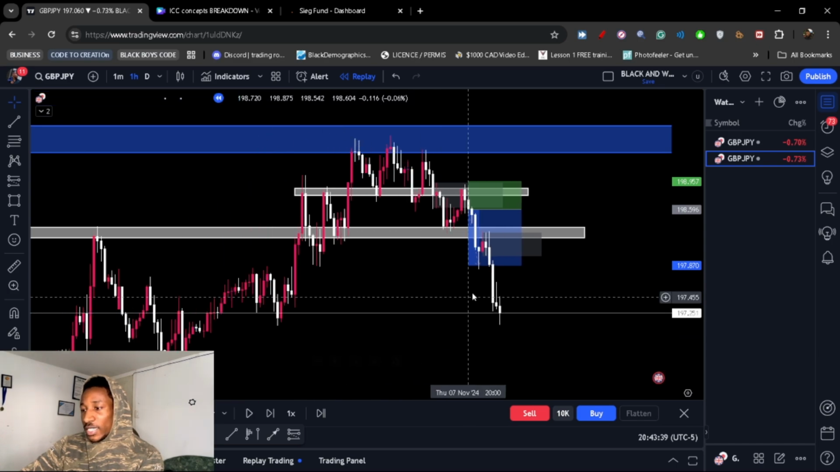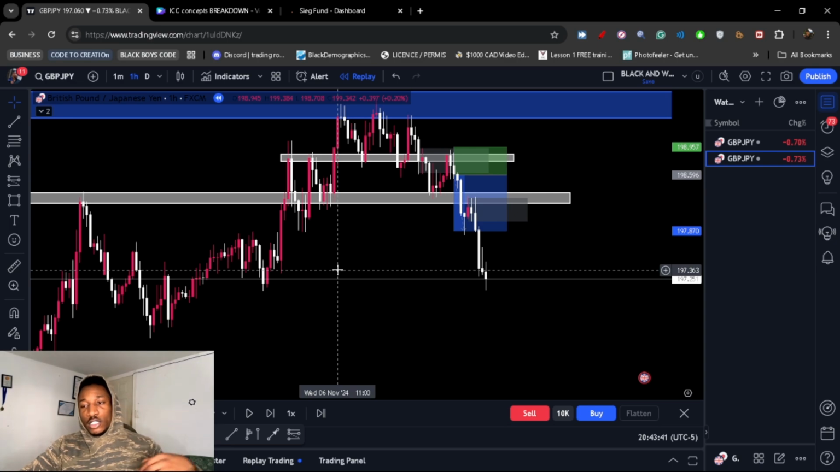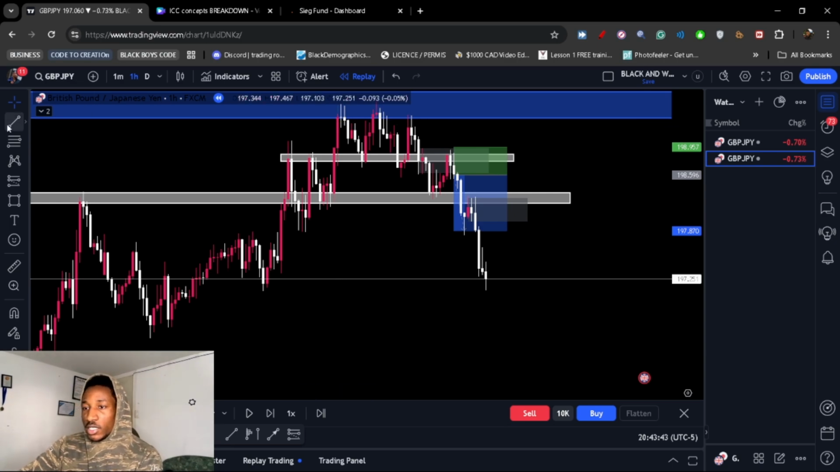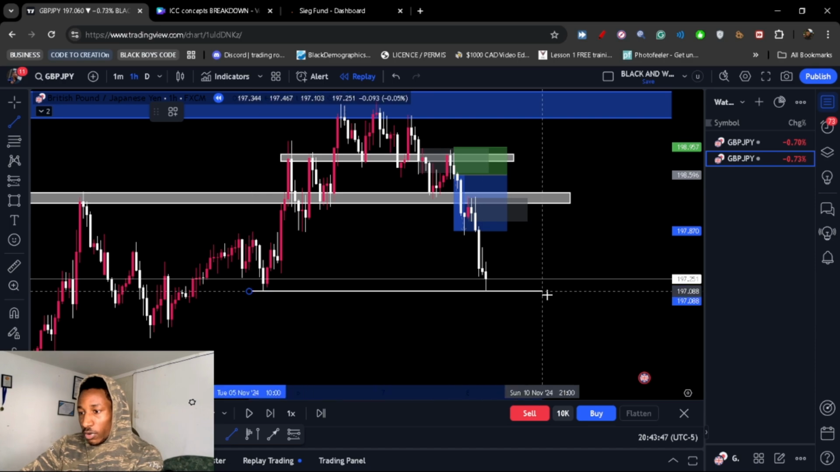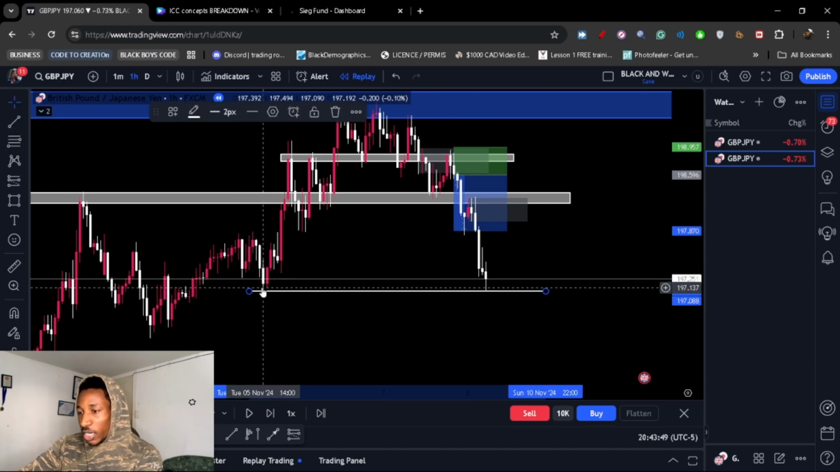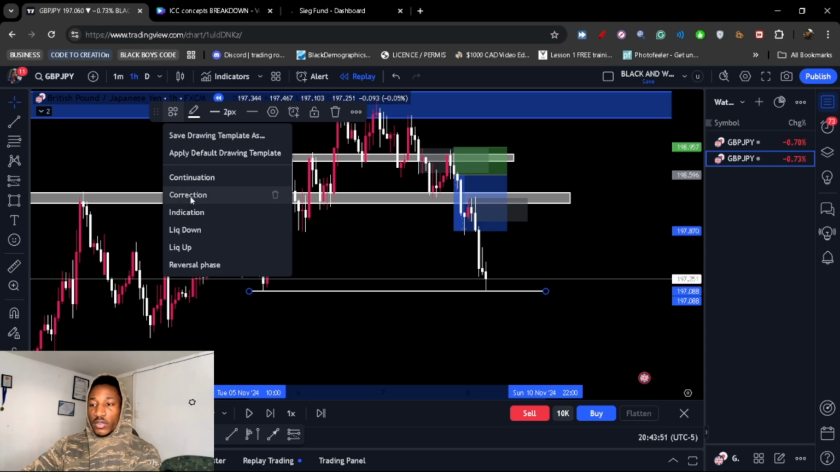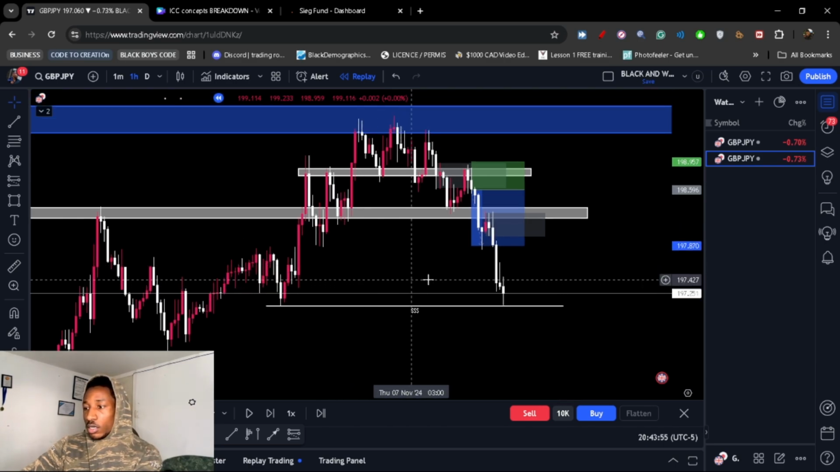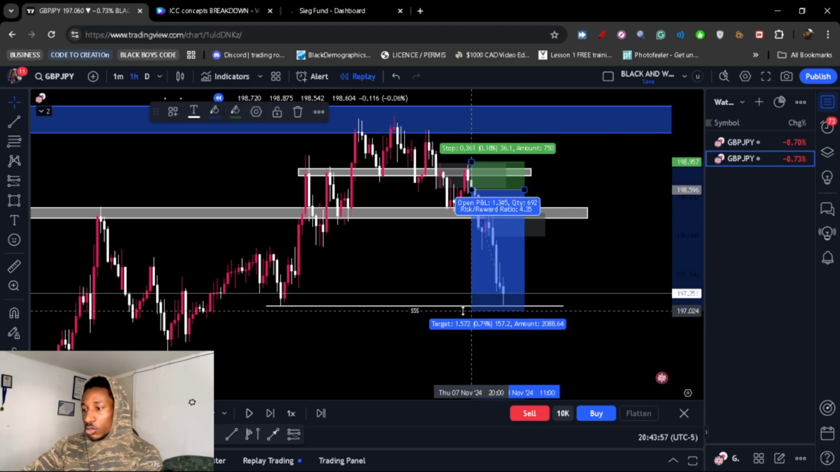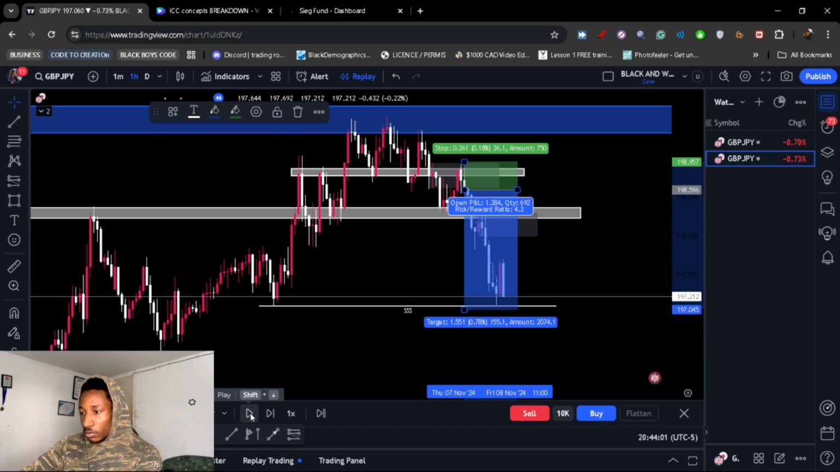And in terms of my target, I always target doji candles. So again, this was my target right here. Why? Because this was a doji candle, and doji candles represent liquidity. So I basically took this liquidity down there, boom. Price managed to hit my TP like that.